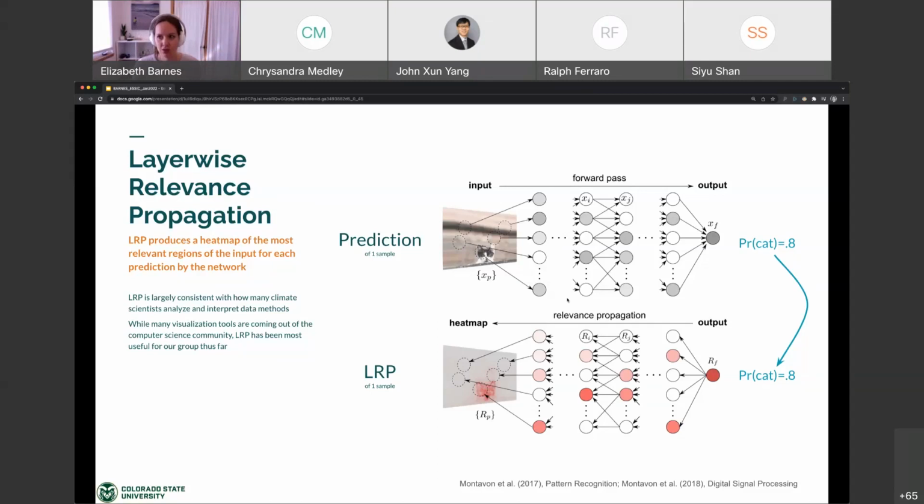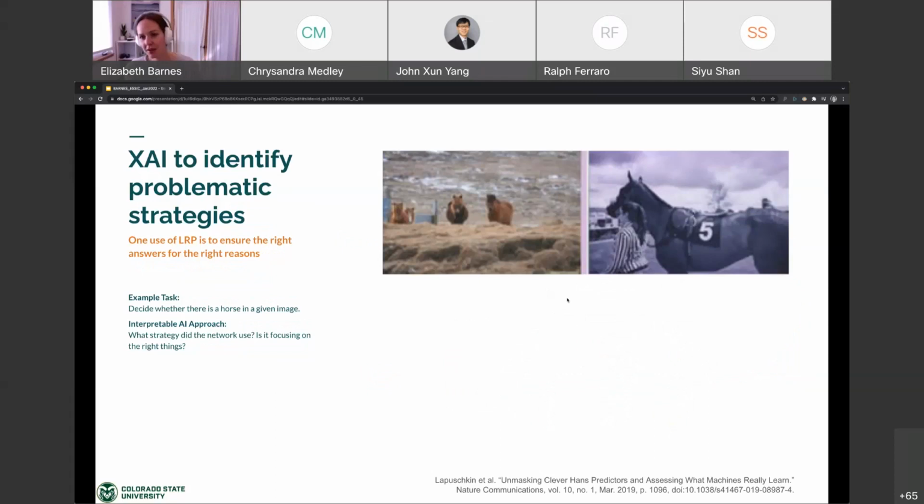Not terribly insightful. As a human, I looked where there was a cat to know if there was a cat in the image. But let me take it a little bit further. There's a very nice paper by the same group that shows how this can be incredibly useful in finding out whether your machine learning method is getting the right answers for the right reasons. So they once again trained a neural network here to decide if there was a horse in the image. And hopefully, if you look at these two images, you would agree with me there are horses in both of these images. Well, the neural network agreed there were also horses in the image.